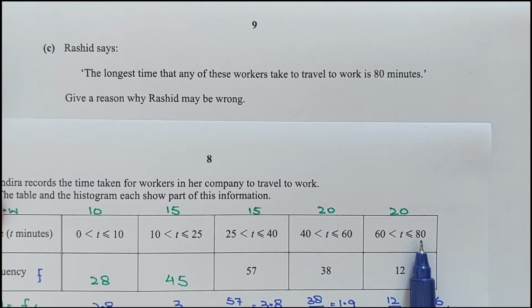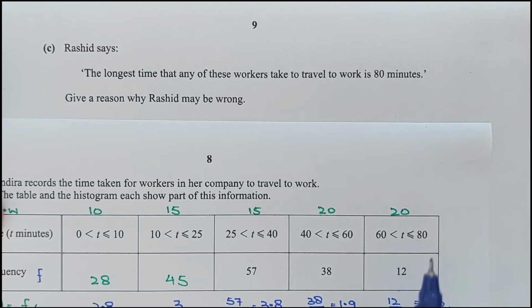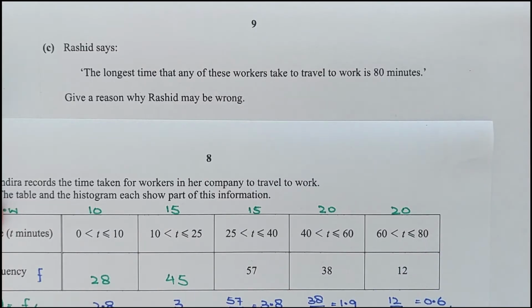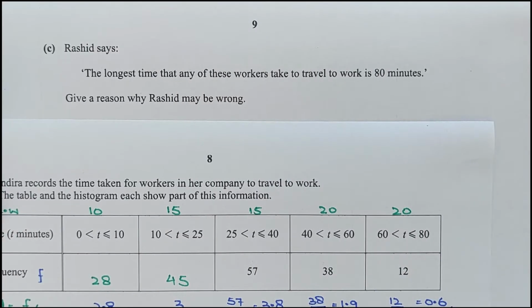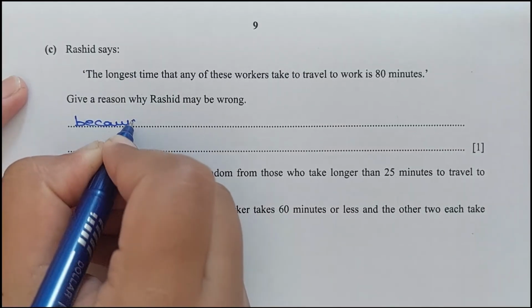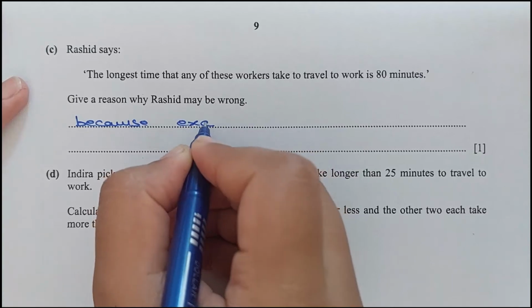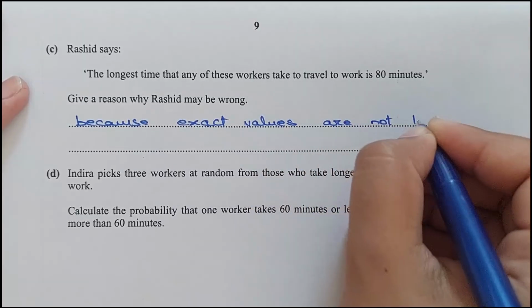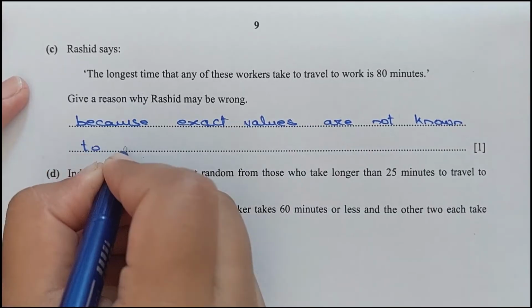We have been given intervals, and because the exact values are not known to us, we cannot say that 12 workers take exactly 80 minutes to travel to work. Given in terms of intervals, 12 workers take 60 to 80 minutes to travel to work. So we do not know the exact values, because the exact values are not known to us.